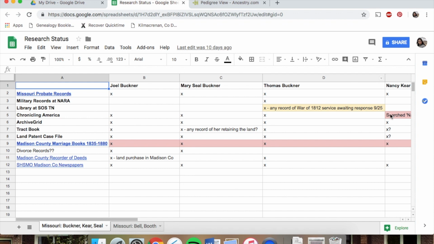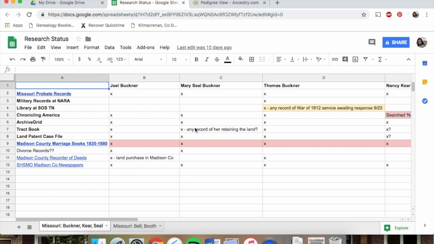I put all these together in one tab because I'm researching them together, mostly because I'm trying to find a link between Joel and Thomas, so it's really helpful to look for them in the same documents. As you will see up here, I have the names that I'm researching, and then in the first column I have records. So I have things like Missouri probate records, military records at National Archives, Archive Grid, tract books, land patent case files, Madison County marriage books, so anything that would relate to any of these four people. So up here are the names, over here are the sources.